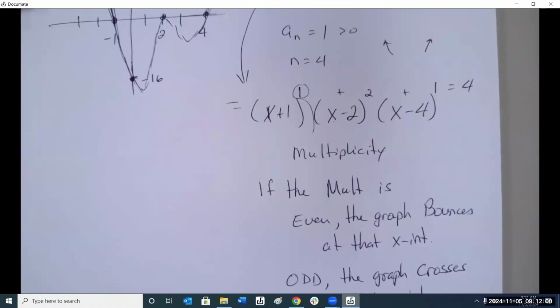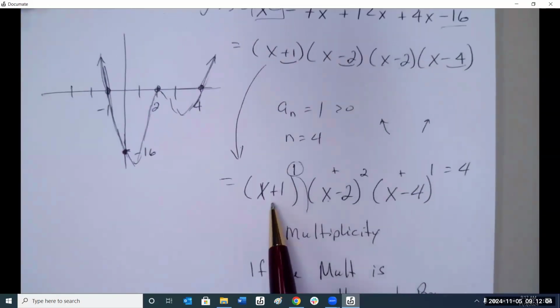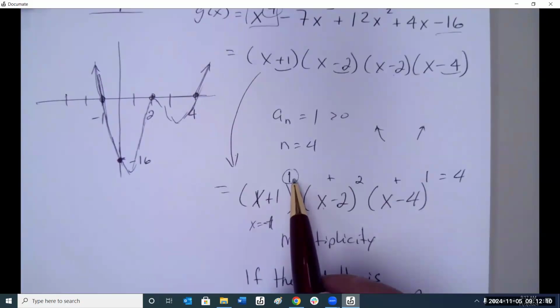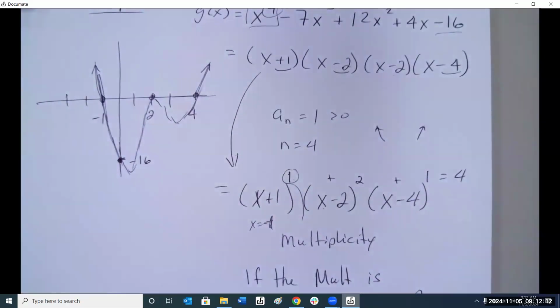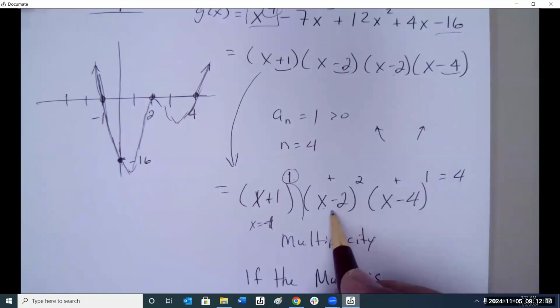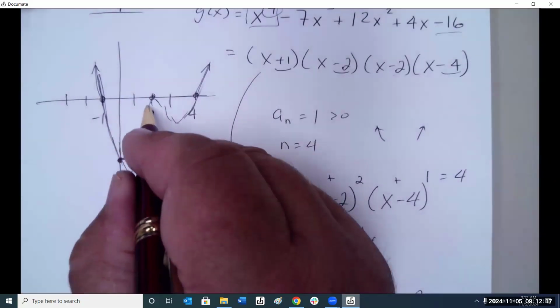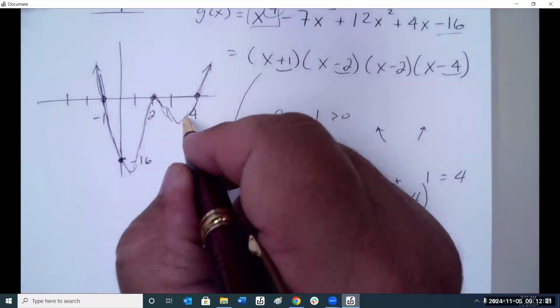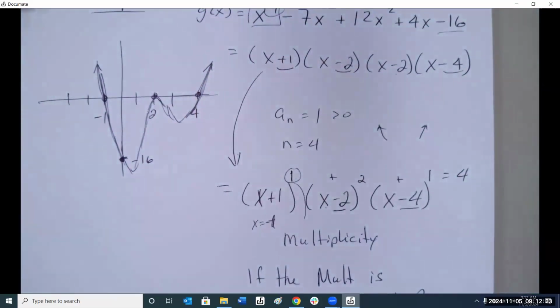So we could look at this and, at the x-intercept of -1, because the multiplicity is odd, we know at -1 it has to cross. At +2, since it's 2, it's going to bounce. At +4, it's going to cross. That's a shortcut. Just by looking at the equation, you can tell me all that.